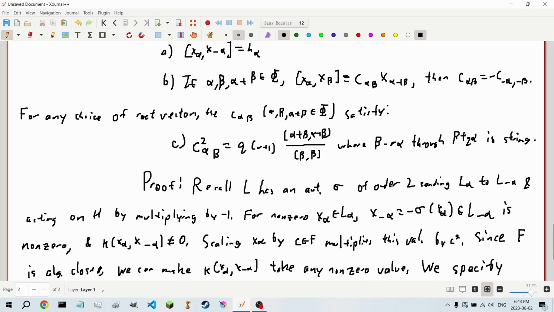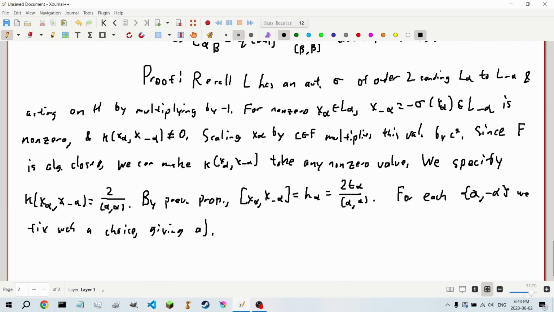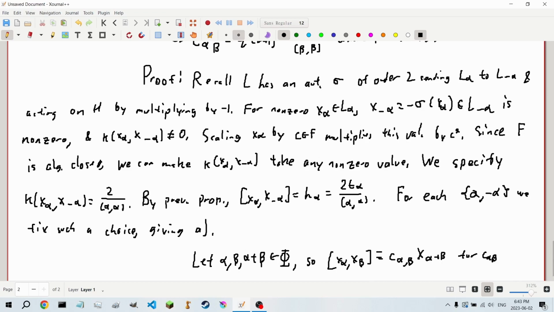Now we need to show that our scaling factors behave in the way we want them to. So now we're going to let alpha and beta be summable roots in our root system. So the bracket of x alpha with x beta is going to be some multiple, scaled by a factor of c alpha beta, of x alpha plus beta. For c alpha beta, they don't write it with the comma, I did it by accident, in F.